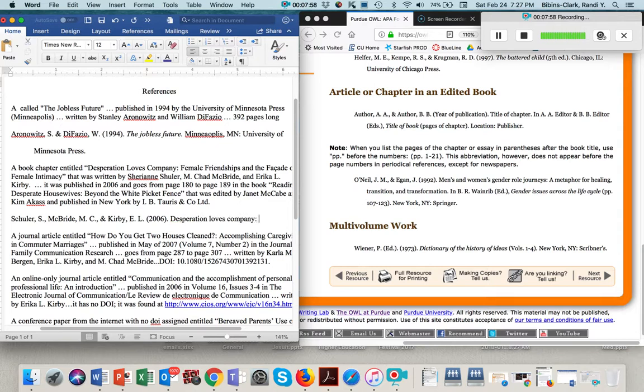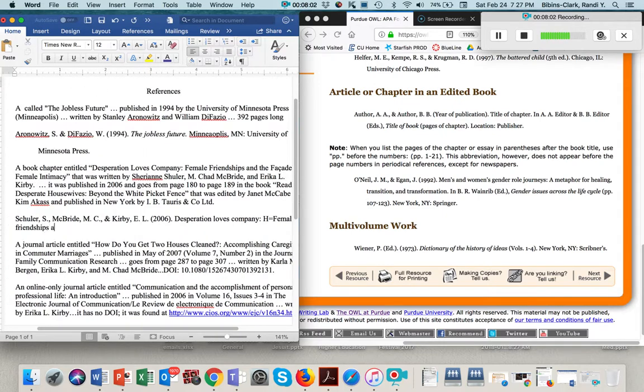And then a colon, and then capital Female friendships, and the facade of female intimacy, with a period after it. And then I want "in," so it's telling me that I have to name the editors now and then put "eds." after it. It is not in italics, and it wants the first name and middle initial first, which is different.